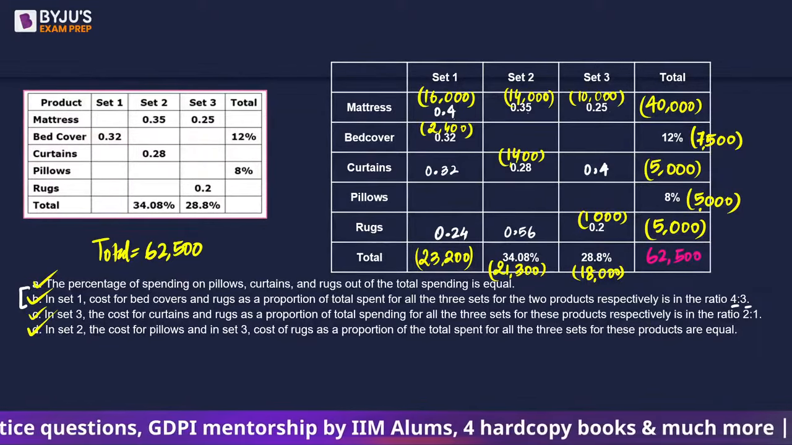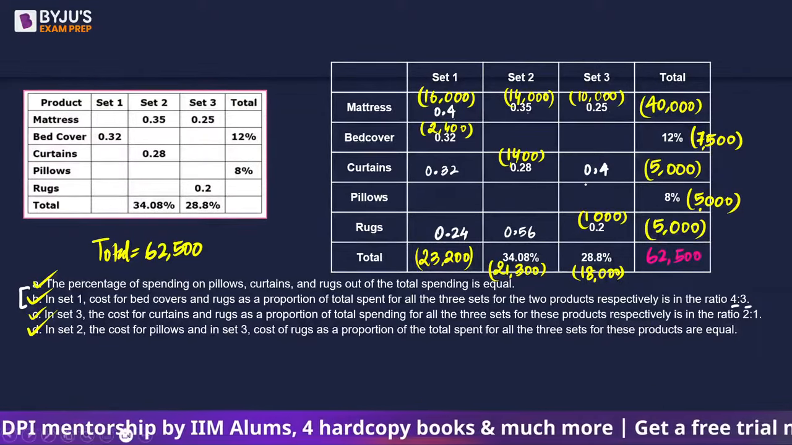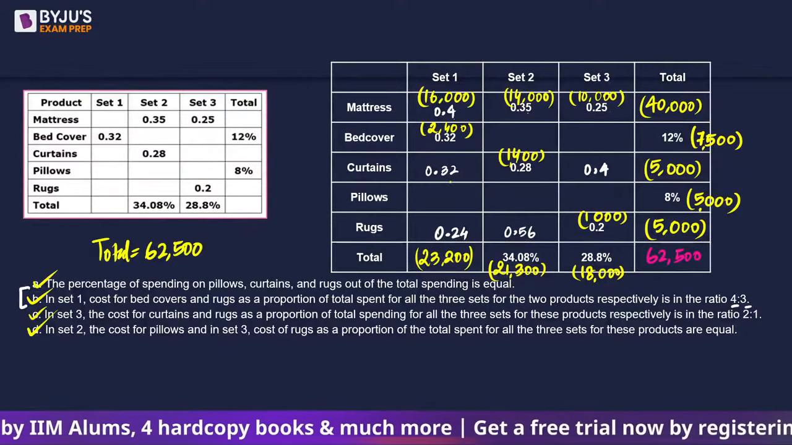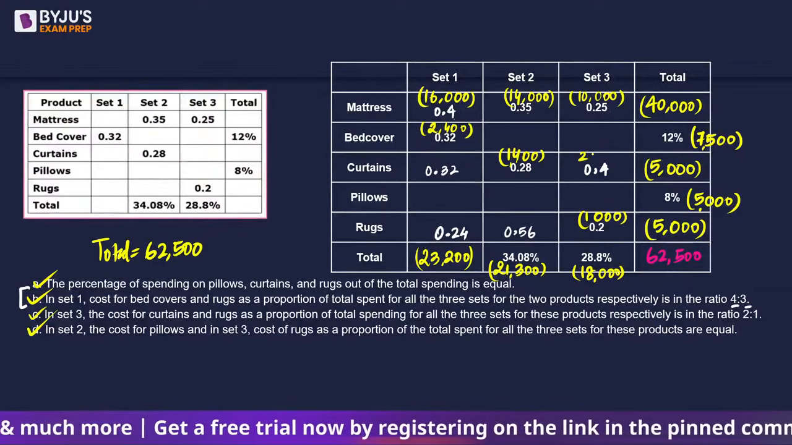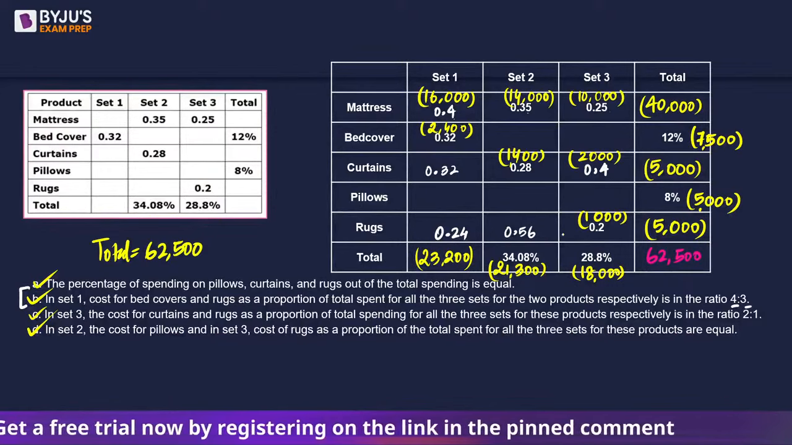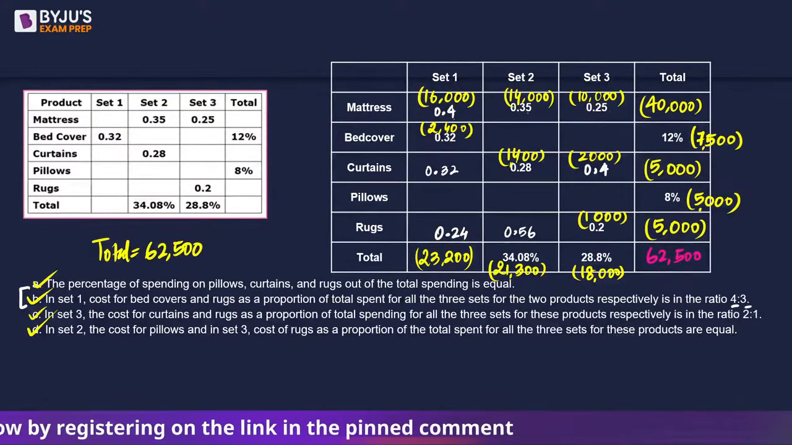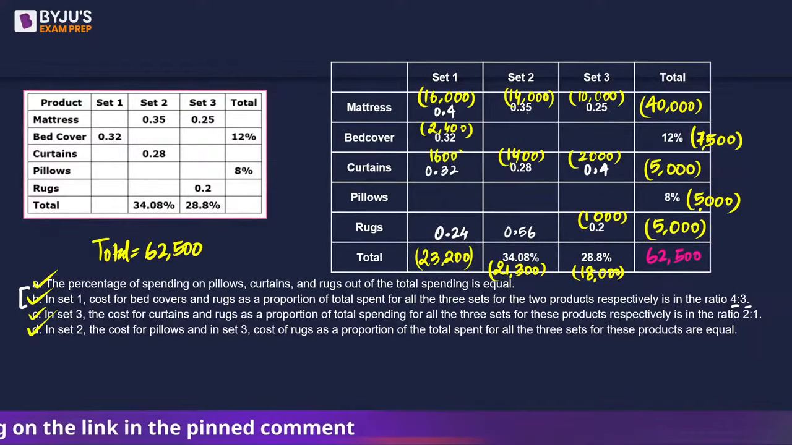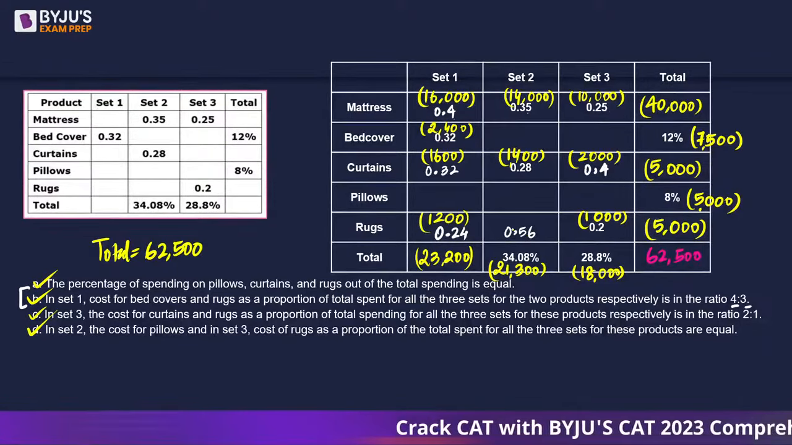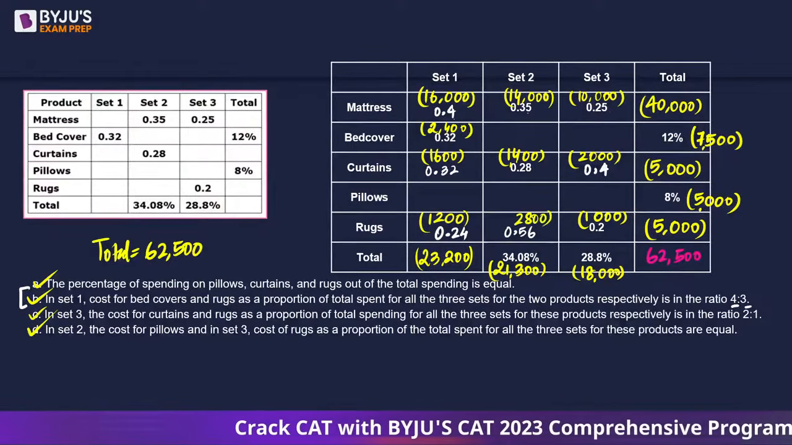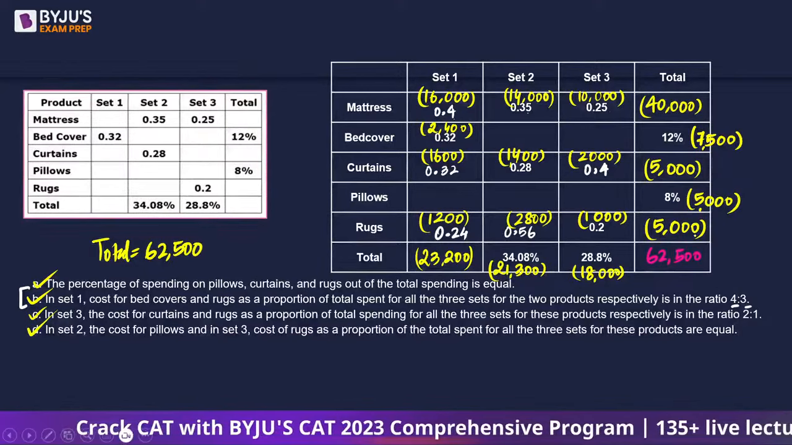D says in set 2, the cost for pillows. Okay, this is magnitude, it's not about the proportion. Now, what is 0.4 of 5000? So this is going to be 2000. And this is 3400. So this is going to be 1600. Right? Okay. Now, what is 0.24 of 5000? So this is going to be 24 into 5. So this is 1200. This is 56 into 5. This is 2800. Anyways, 12 plus 28 plus 1000 is 5000.